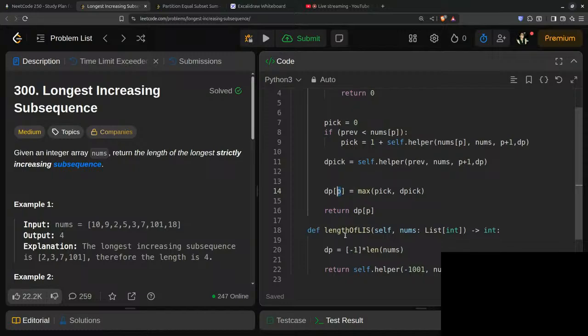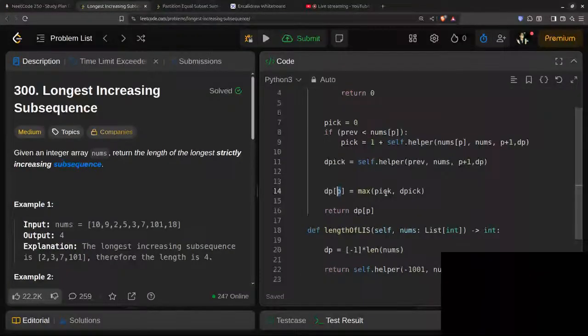So which means we can have like a 0 1 kind of thing where DP 0 would mean that I have included this element, but what would that really do for me? I have to make this unique. When I'm filling it, I have to make this unique. So DP[p] is equal to max of pick, don't pick.